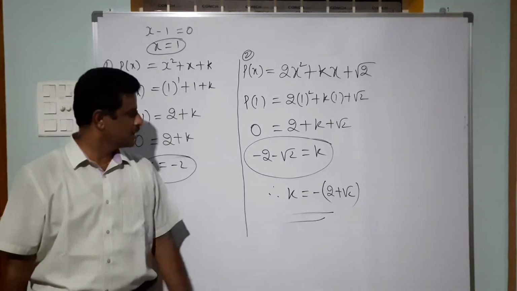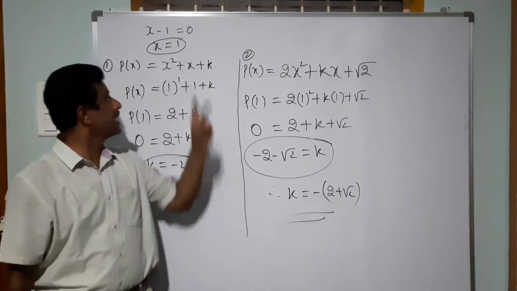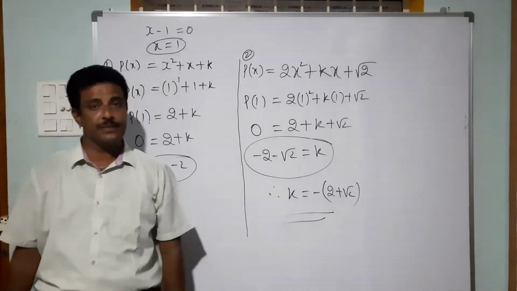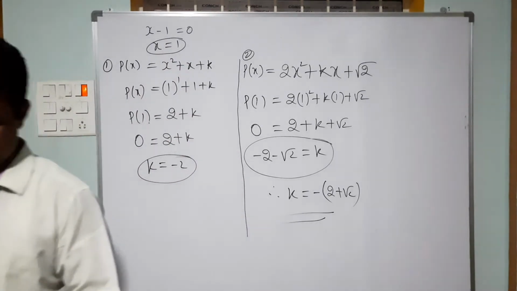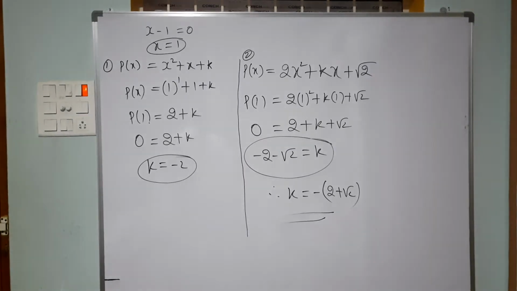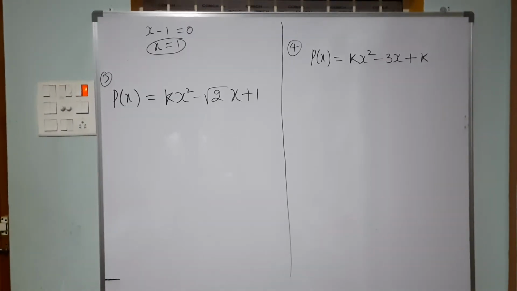Okay, write these problems. Next, there are 2 problems. Therefore x minus 1 is a factor, same as it is. Another 2 problems are there. I will solve; you write this first. Okay, next problem number 3.